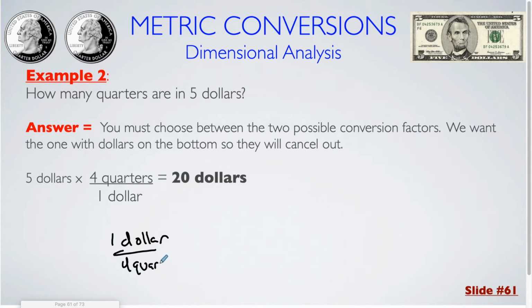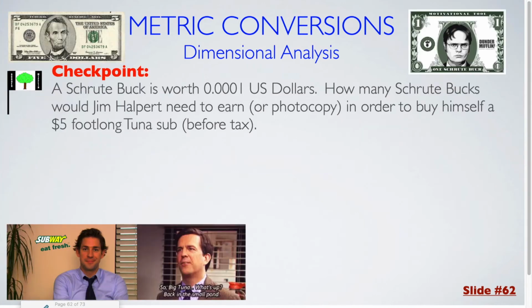This one would not work. From here, our dollars are going to cancel out. We're left with quarters, which is the unit we wanted, and then we just do the math. So 5 times 4, which is 20.